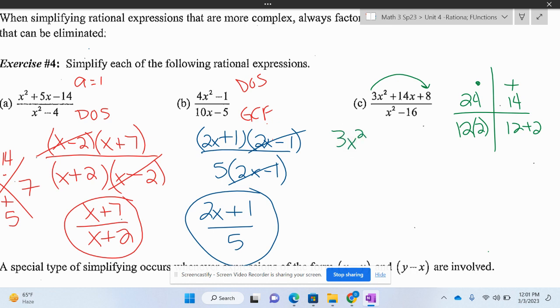3x squared, and then I have to use these two numbers, positive 12 and positive 2: plus 12x, plus 2x, and then plus 8. So I really just replaced the 14x with 12x plus 2x. It has the same value. I just changed the way it looks. So let's factor this. What can I take out of the first grouping? 3x.